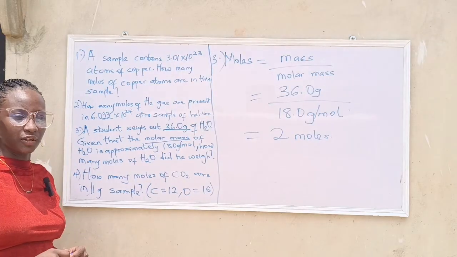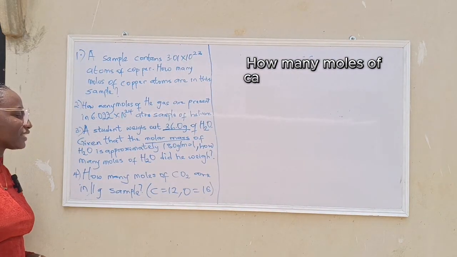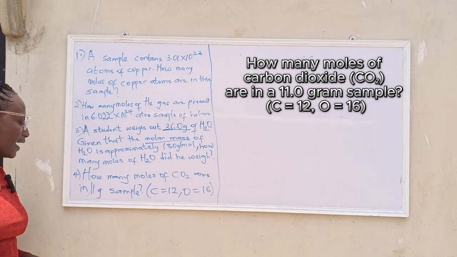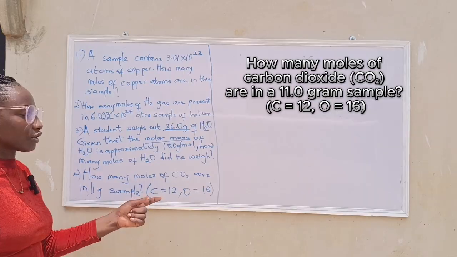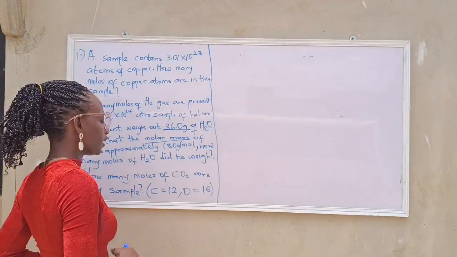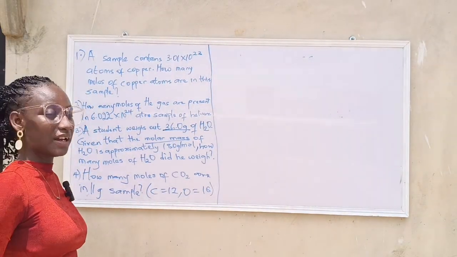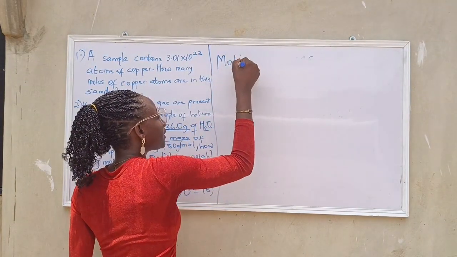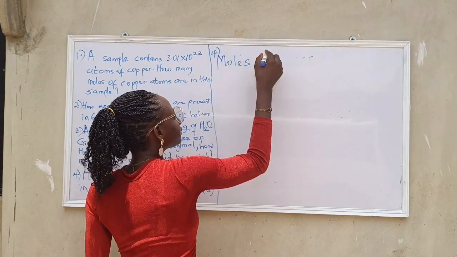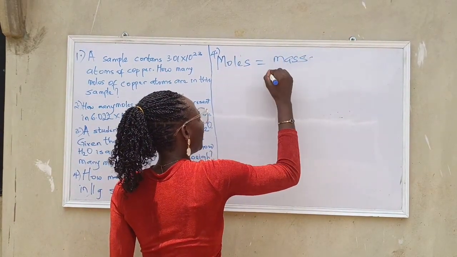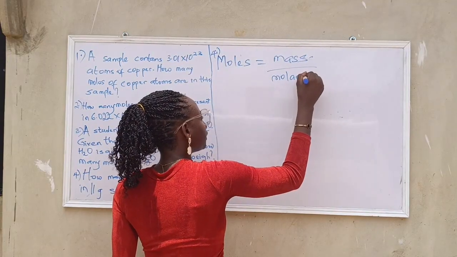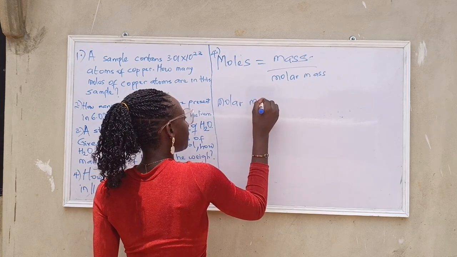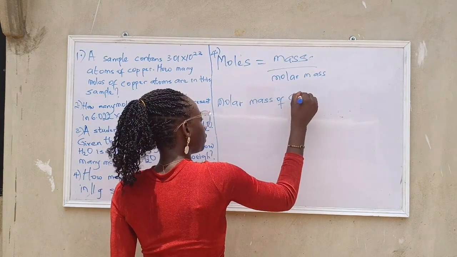Now let's solve question 4. The question says, how many moles of CO2 are in an 11 gram sample? And we have C equal to 12 and O equal to 16. We already know that we have to calculate the molar mass and we have been given the mass. So moles is equal to mass over molar mass.